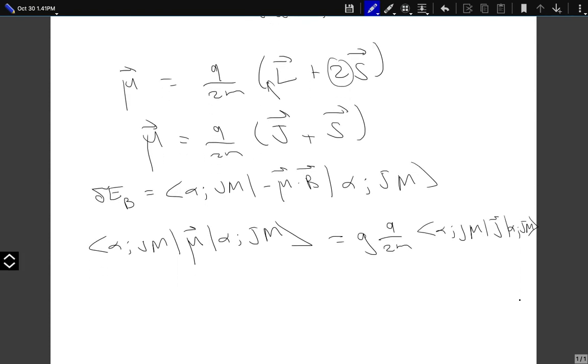Alpha can be... j and m are the quantum numbers. They also include the spin. The total angular momentum quantum numbers are j and m. Alpha is all the other quantum numbers. This is still correct. So this is the g factor. In this sense, the expression in the book is correct, but I mean, it's partial.